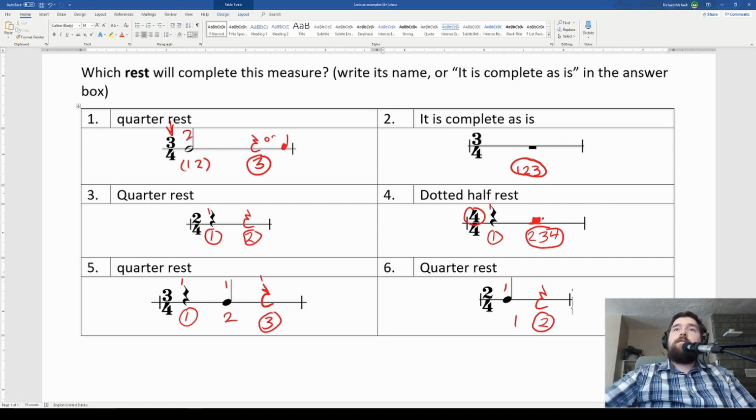That's all we have on this one, which rest will complete the measure. Remember, be better than you were yesterday.